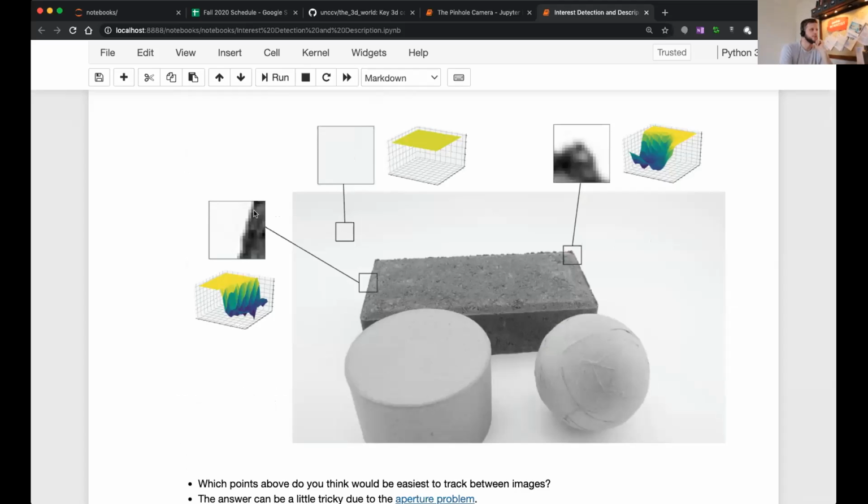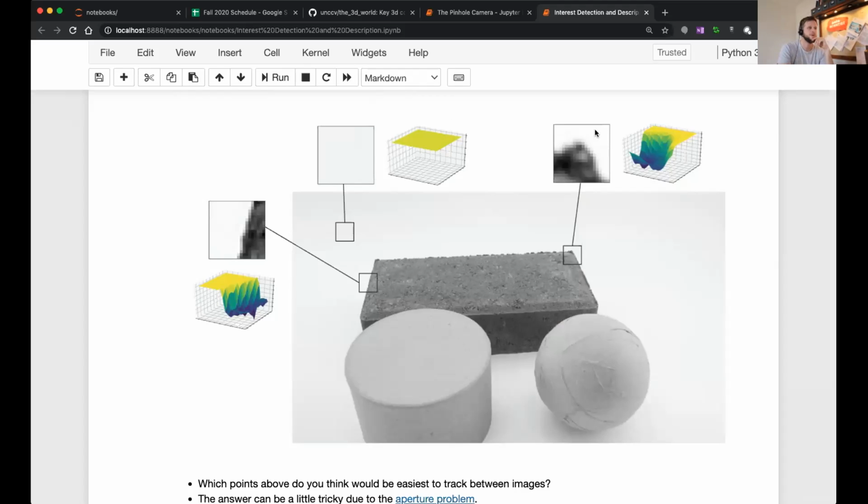This point does a little bit better, but it actually runs into an issue known as the aperture problem. What's the problem with this point, right? Why might this point be difficult to track? Why could this introduce tracking problems? So it's a straight edge, sure. And the challenge is, if you moved this box a little bit down, it would look identical, right? So if you move this box along the edge, it's going to look very, very similar. So it's going to be hard to match to the next image.